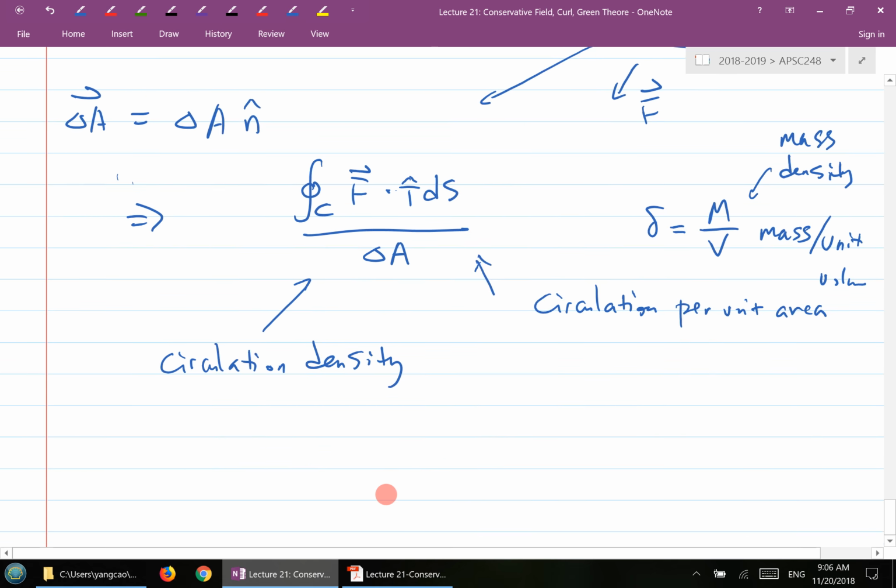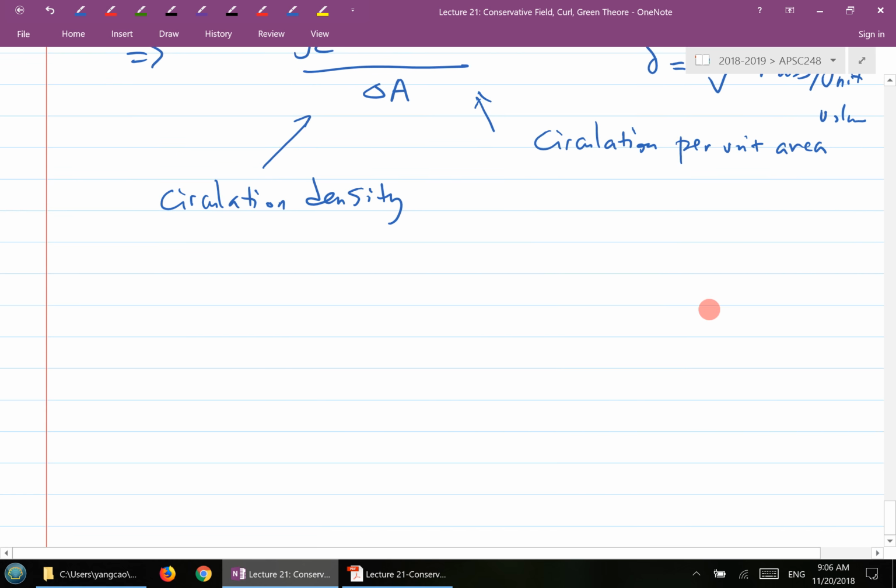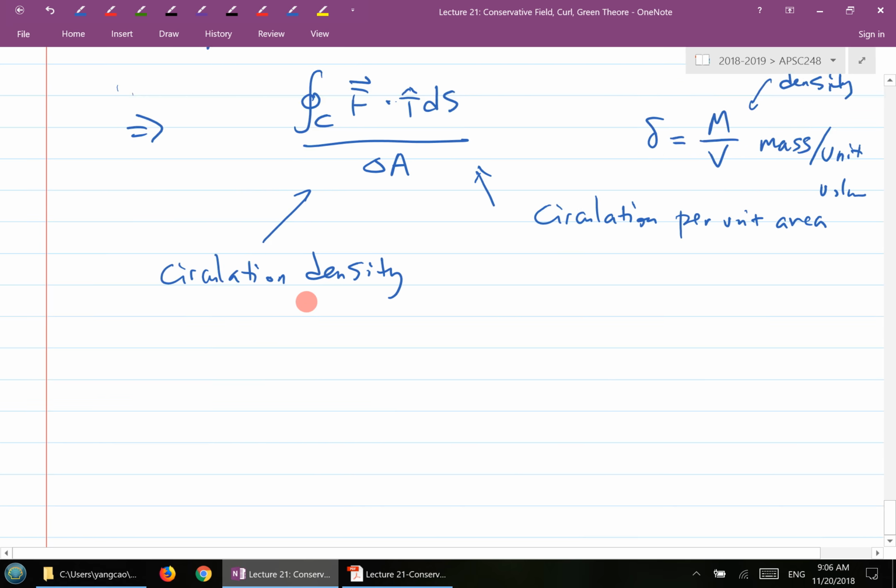To take this a little further, when you integrate the mass density over a volume, what do you get? You get the mass. Now if I integrate the circulation density over a certain area, what do I get? I get the total circulation. That's the comparison here. It's a very fundamental concept, other than just remembering this as formulas.